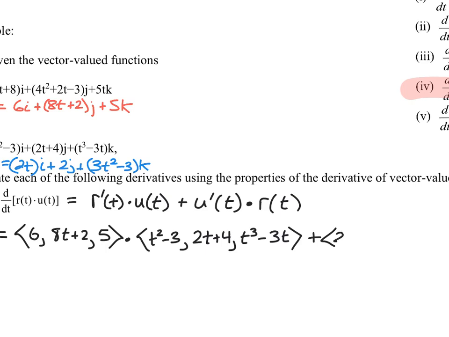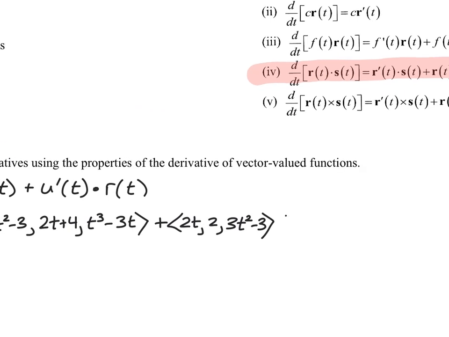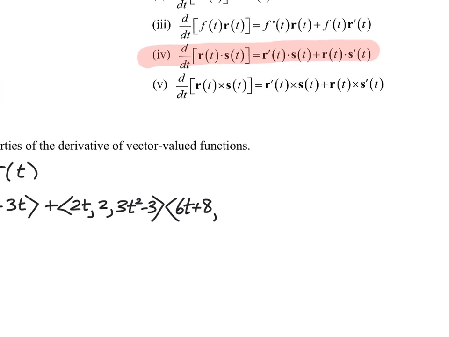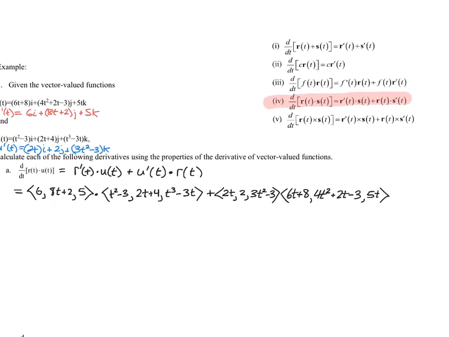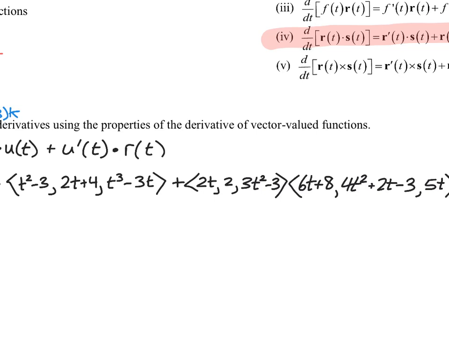All right, so just a lot of writing. So 2t, 2, and 3t squared minus 3, dotted against the original r, which is 6t plus 8, that lovely looking parabola, 4t squared plus 2t minus 3, and then 5t. All right, so let me just pop my little dot in there because I neglected that.